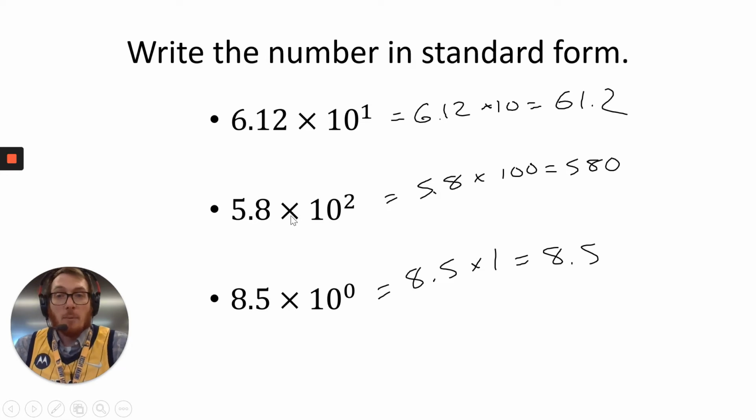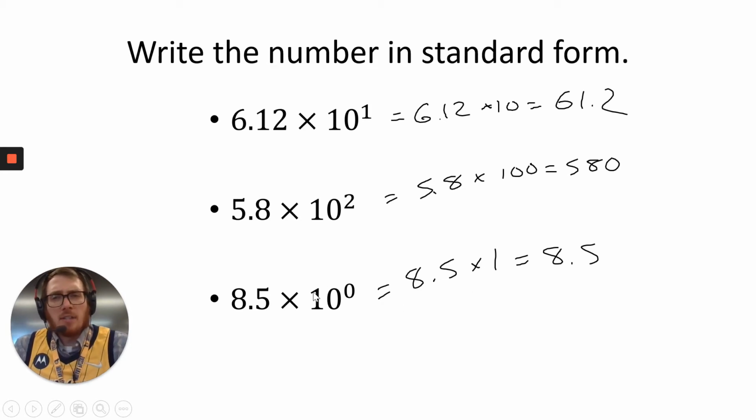The next one, 5.8 times 10 to the second. Well, 10 to the second is 100. So 5.8 times 100 would equal 580. The next one would be 8.5 times 10 to the 0. Now, we've dealt with this sporadically throughout the semester. Remember that anything raised to the 0 power is 1. So 10 to the 0 is 1. So 8.5 times 1 would still be 8.5.